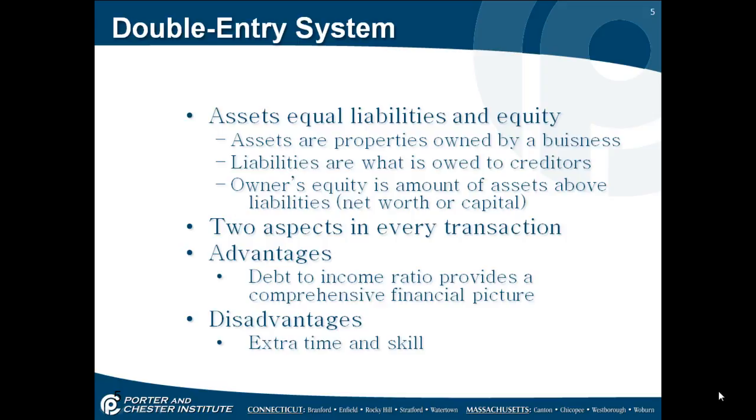You also have a double entry system. Assets equal liabilities and equity. Assets are properties owned by a business. Liabilities are what is owed by the creditors.